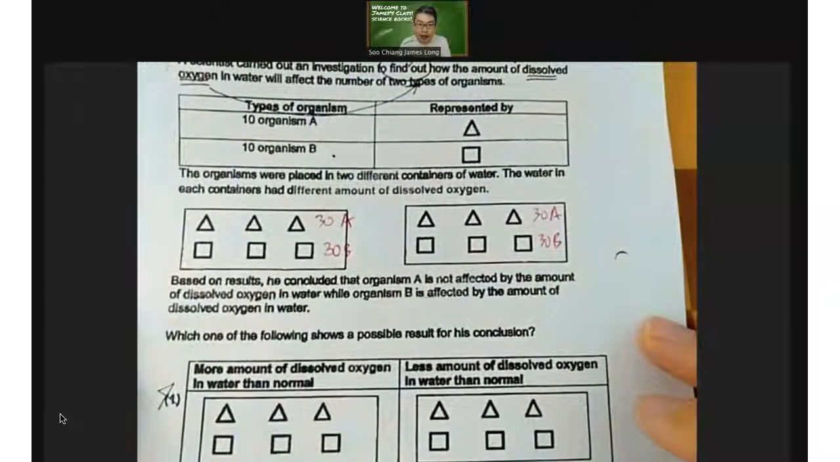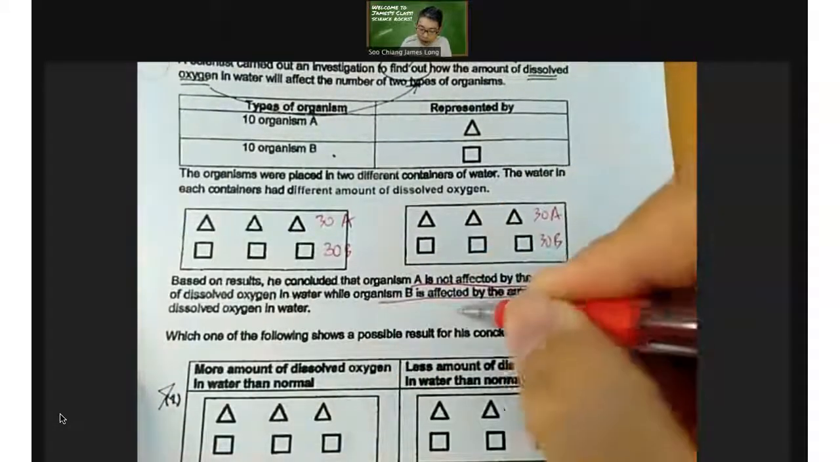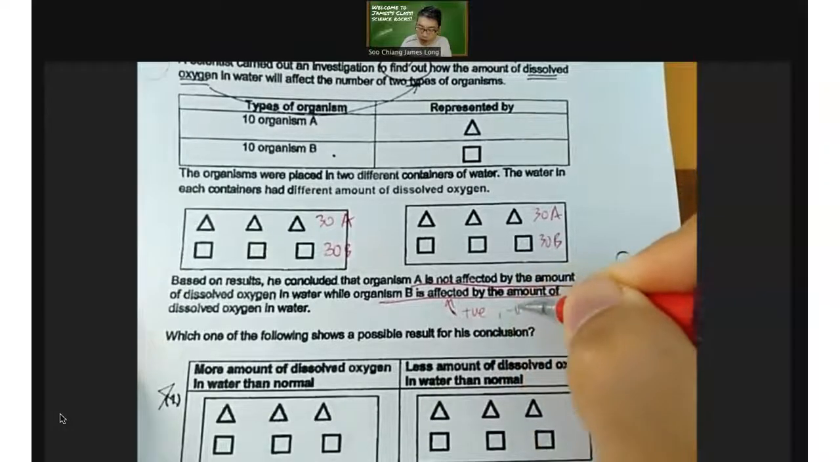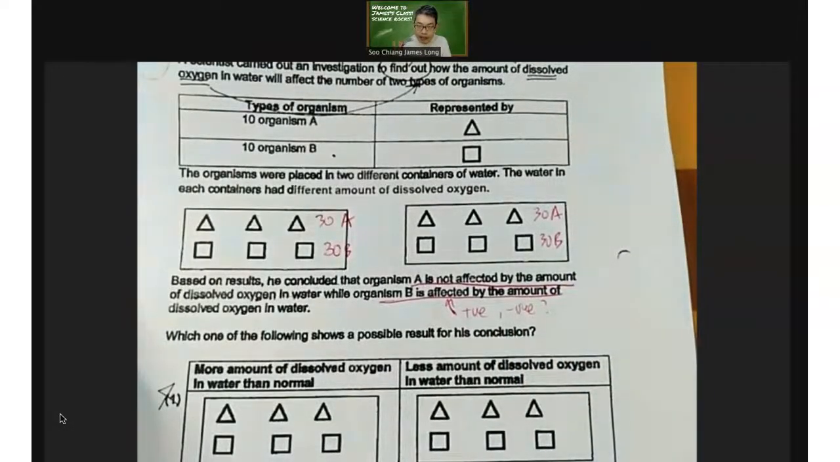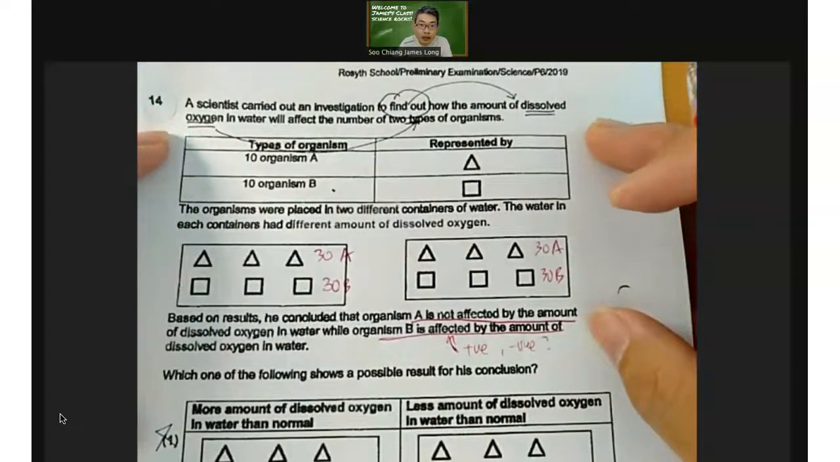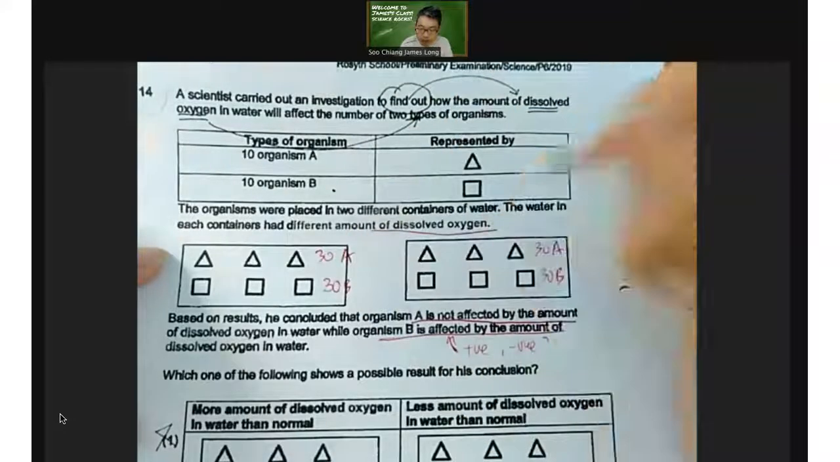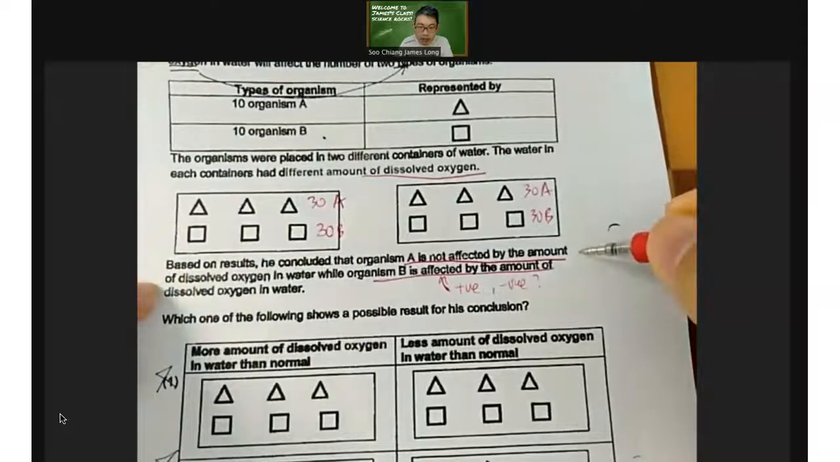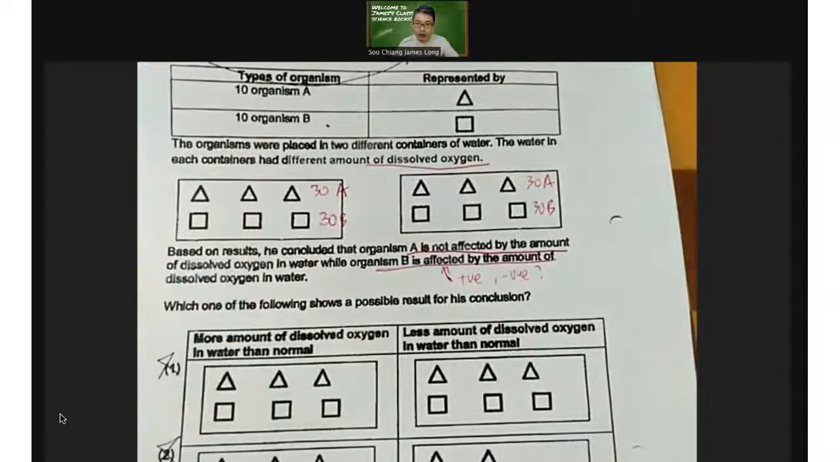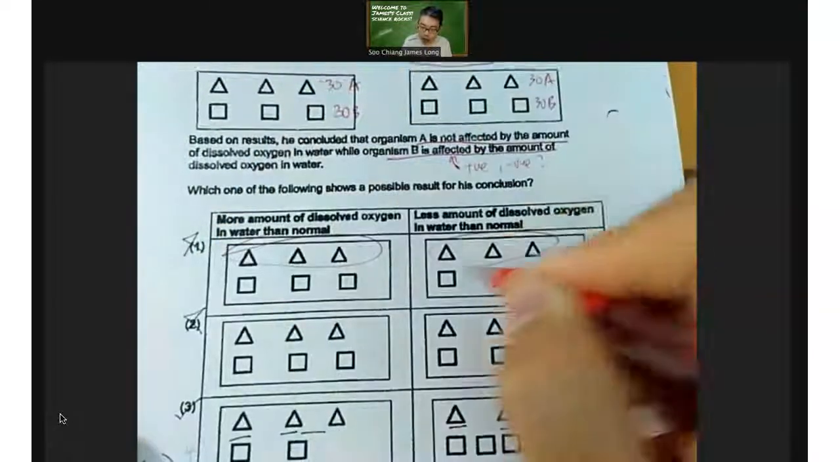Based on the results, he concluded that organism A is not affected by the amount of dissolved oxygen, and organism B is affected. How is it affected? Is it positively or negatively? They didn't mention how long, so I will not be thinking about reproduction and all that. Different amounts of dissolved oxygen. So if it's not affected, then the number shouldn't change. For example, these two, no change, is a possible answer.